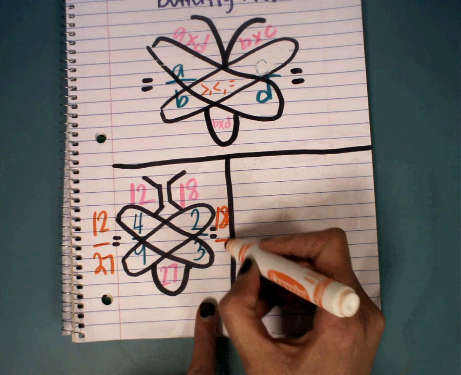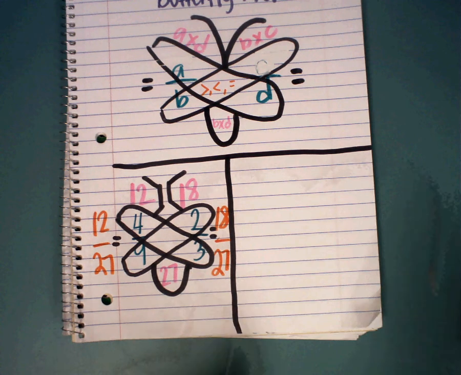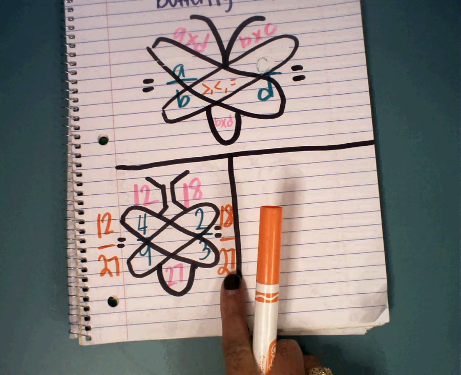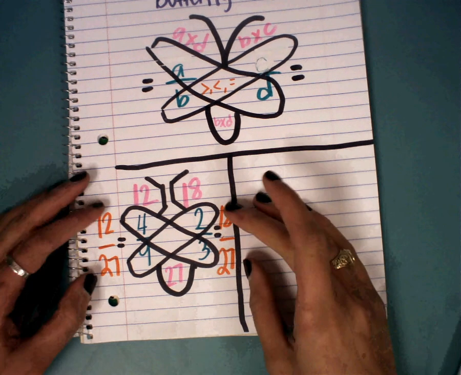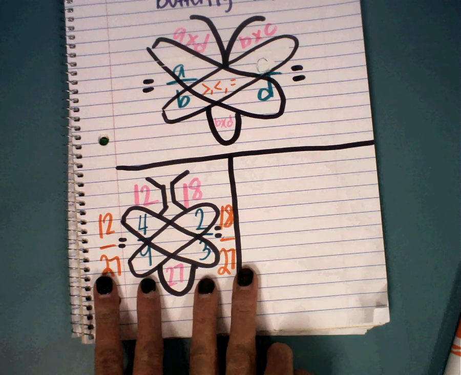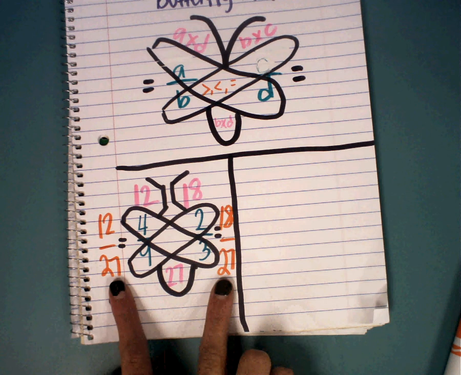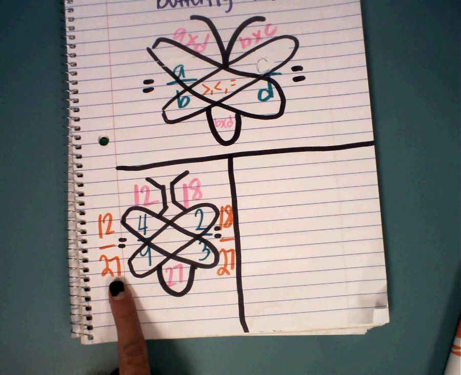18. What's my denominator? 27. All right? So at this point, 18/27 is equivalent to 2/3. This is why this works, guys, because I'm just finding equivalent fractions for these two numbers so that they have the same denominator. That's my aim. Okay?